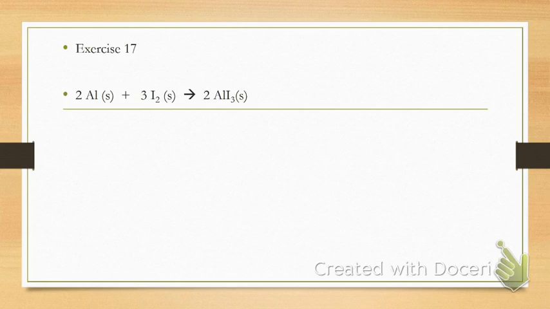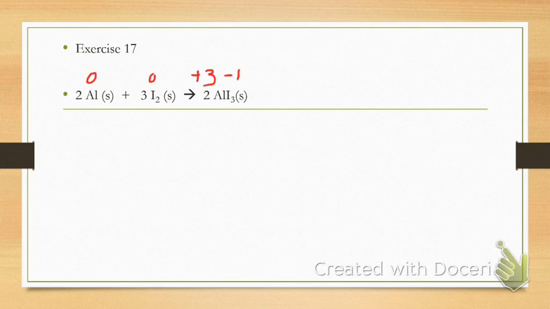Okay, so exercise 17 gives us this reaction, and right off the bat I see that I have two free elements, so what are their oxidation states? 0. So we're going to go ahead and assign those, and then what is iodine going to be? It's group 17, it's monoatomic here. It's going to be a -1, but there are 3 of them, so what is aluminum going to be? +3.